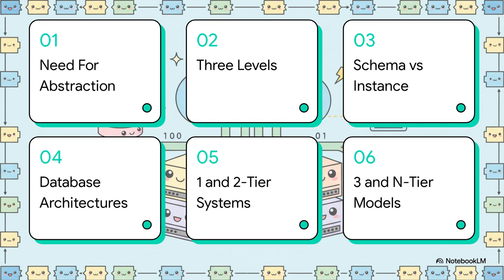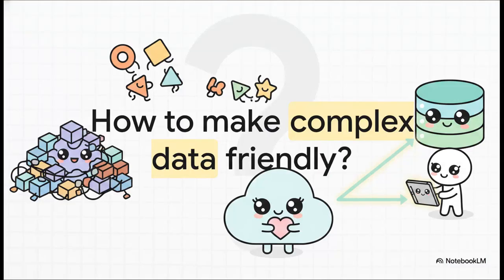Here's our roadmap so you know exactly where we're headed. First, we're going to peel back the layers of data abstraction. Then we'll tackle a classic exam topic, schema versus data instance. And finally, we'll map out defining database architectures, from simple single and two-tier systems all the way up to three-tier and n-tier models. So to kick things off, let's think about a really fundamental problem.